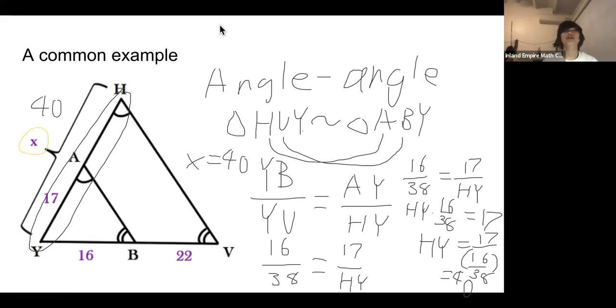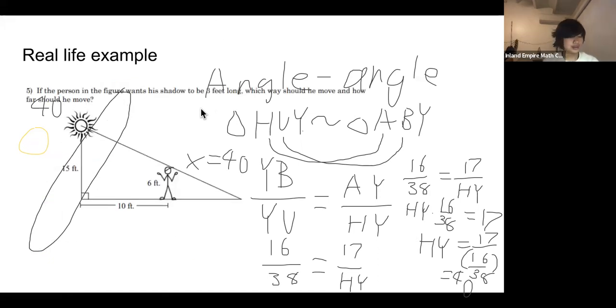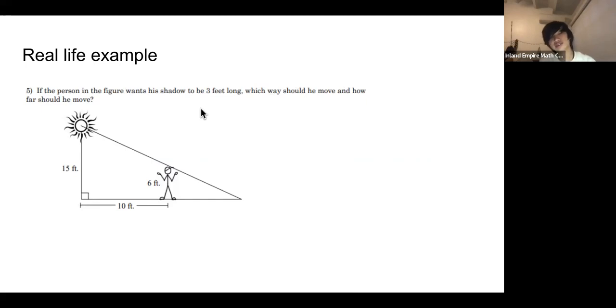All right. So it's a cool real life example of similar triangles. What we're trying to find out is, if this guy wants his shadow to be 3 feet long, which way should he move and how far should he move? So we can see here that there's a sun, and then there's a little thing down here. This is the end of his shadow. So his shadow is just going to be this length. Now we don't know what the length of his shadow is right now, but we know his distance away from the light source.